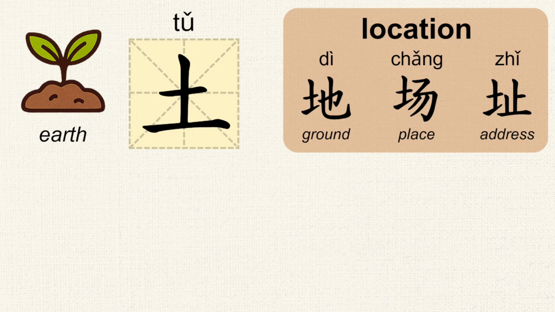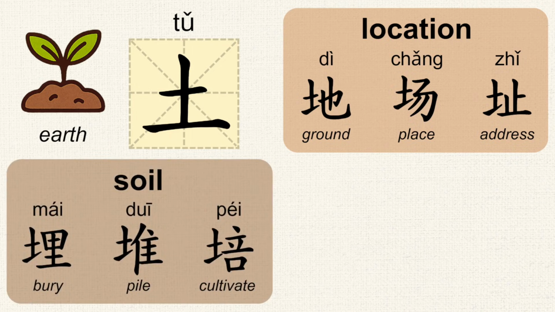Words that have to do with soil also often contain 土, like 埋, which means to bury, 堆, which is a pile, or 培, as in 培养, which means to cultivate.